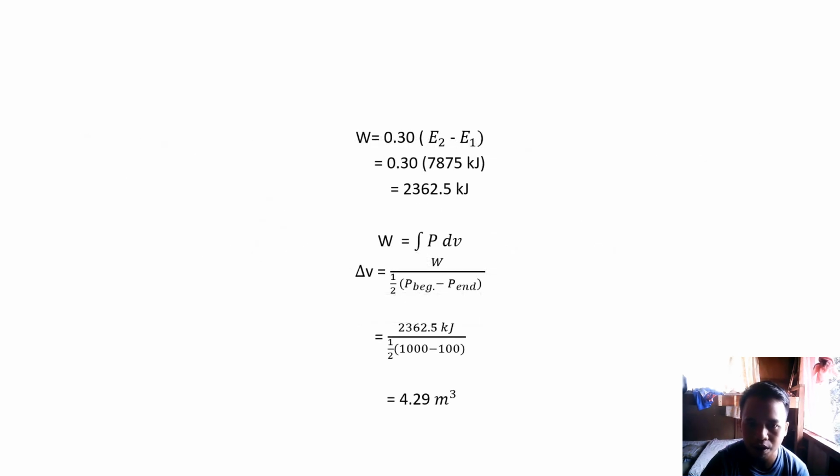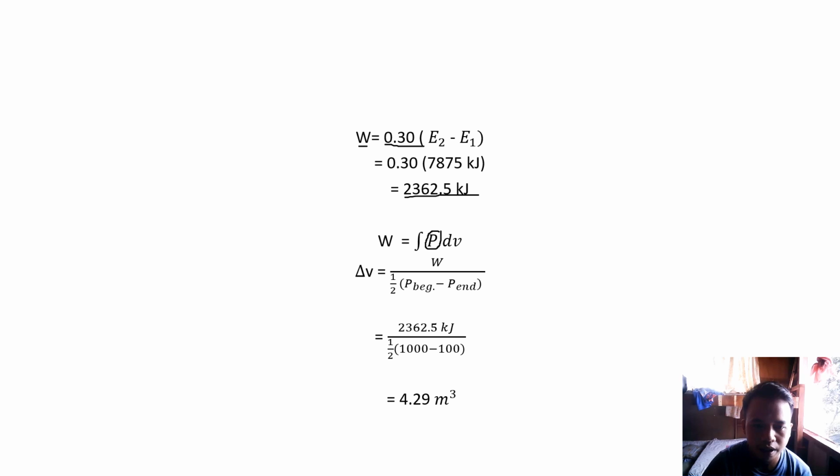But in the problem, we need to calculate for 30% of the energy, so we get 30% of 7,875, and that will be our value for work. So 0.30 times 7,875 kilojoules is equal to 2,362.5 kilojoules. After we arrive at the value of W, and the P is already given in the problem, we are just calculating for the average.